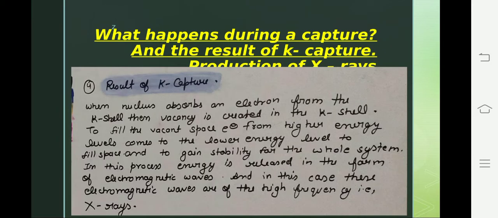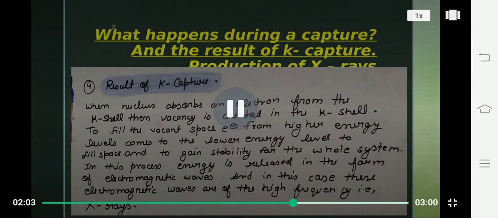Now, what happens during a K capture? As the unstable nucleus captures an electron from the nearest shell, that is the K shell, a vacant space is generated in the K shell. The K shell is of lower energy and so is more stable, while the higher shells are of higher energy and are less stable. So an electron jumps from a higher shell to the lower shell to come into a more stable position.